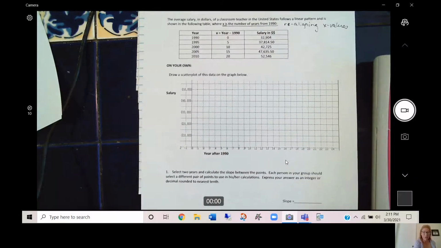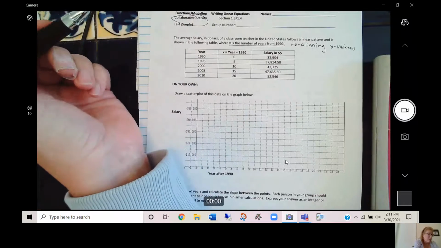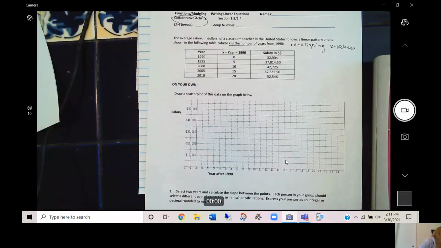So the first thing we're going to do in this example, I know this is a group activity, so working it on your own is not the same, but what I typically have done in class is hand this out to groups of 2 to 4 people.